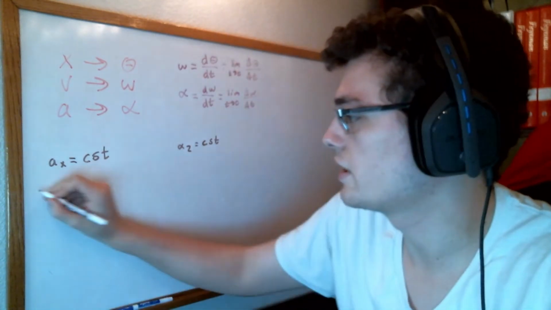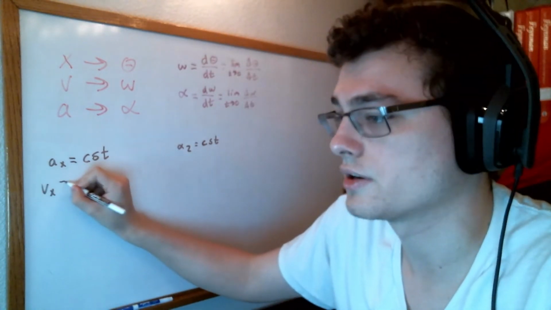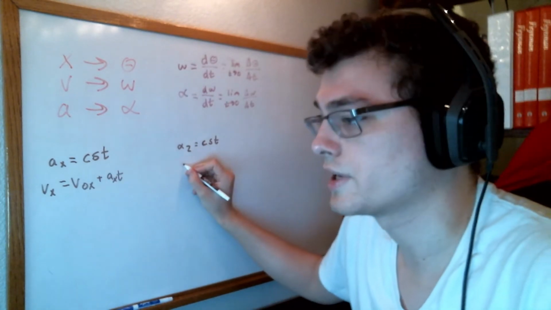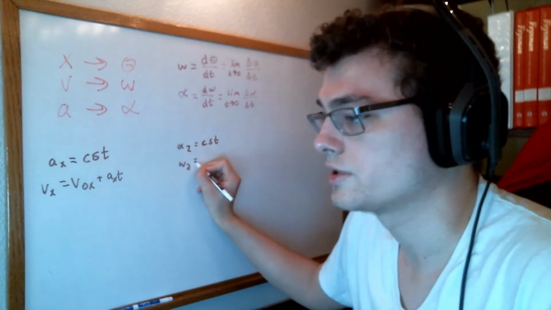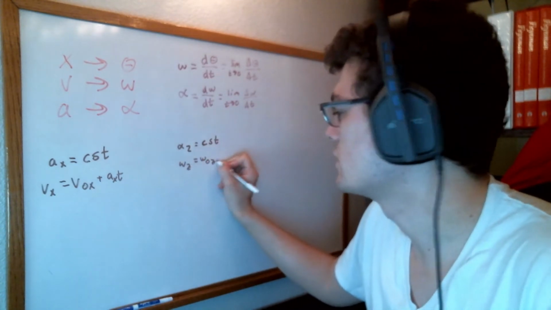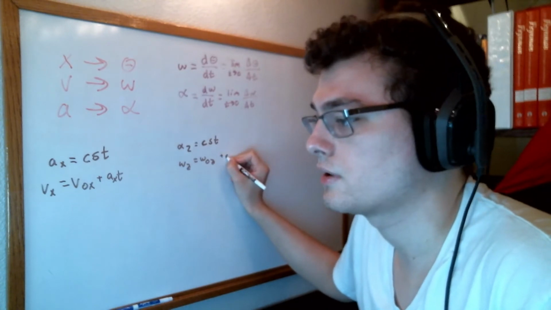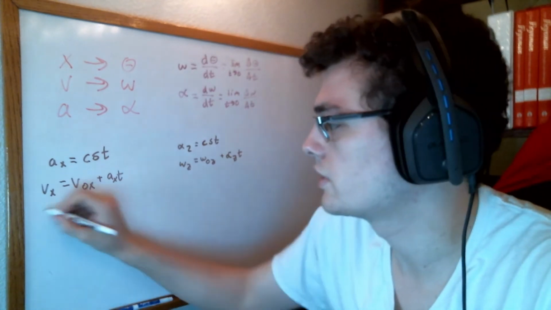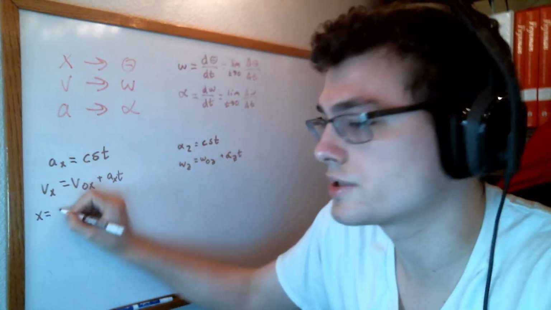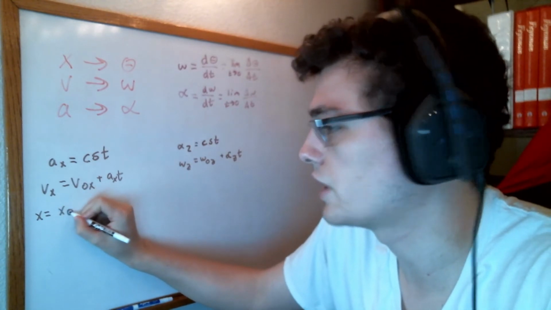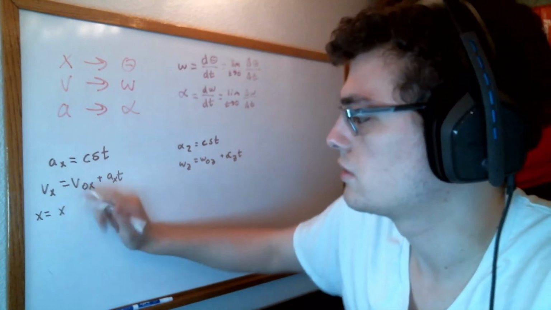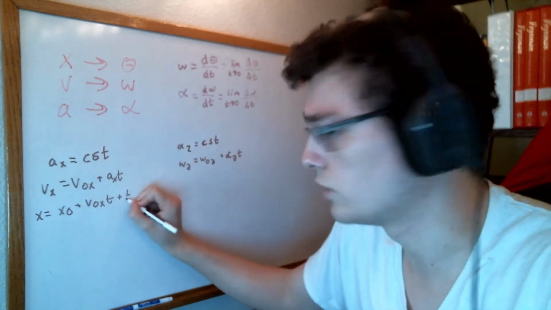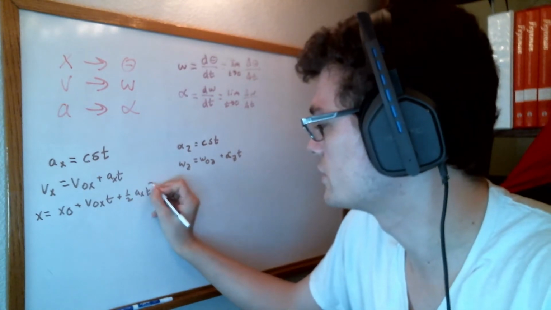And we can then say that Vx here is going to be V naught x plus a_x t, and we can say that omega z is going to be omega naught z plus alpha z t, and the same thing goes for these kinematic equations here. We have x is equal to x naught plus v naught x t plus 1/2 a_x t squared.